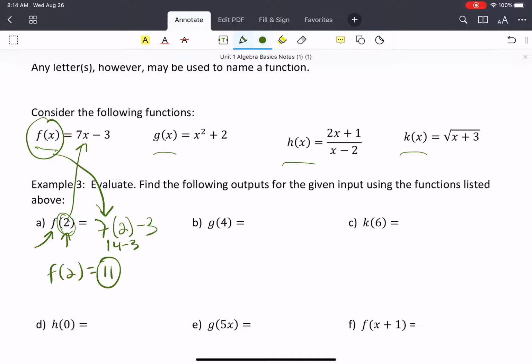Okay, let's try it again. Part B. Which function do I use? 4 is what I'm going to plug in for the x. But which function do I use? G. So I take g. That's the function I use. And then the 4 is what's going to go in for the x.